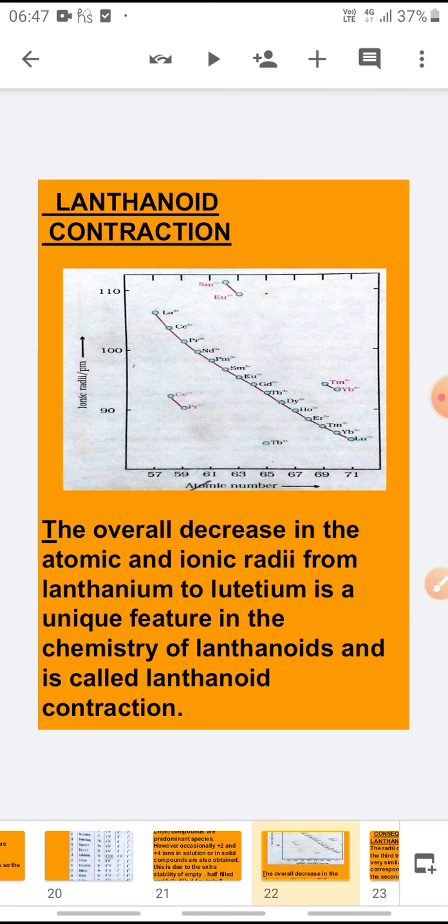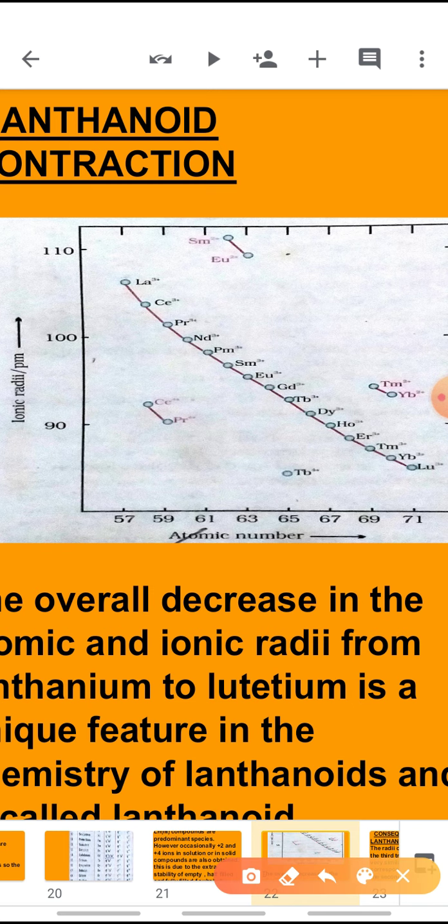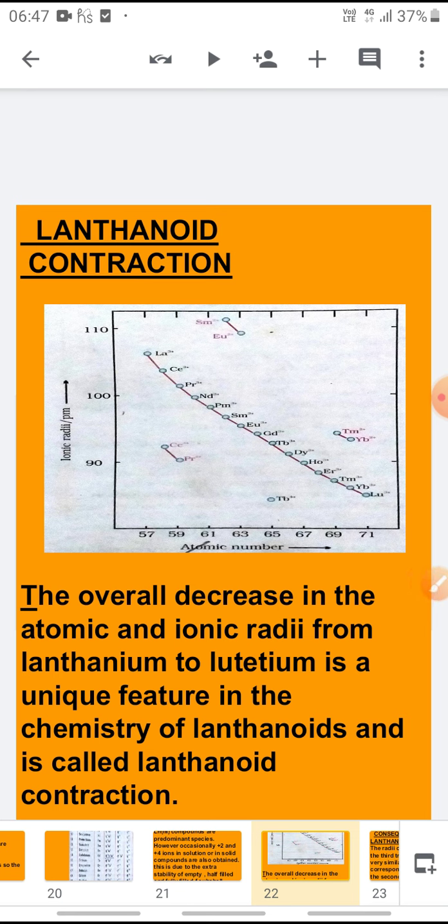Now what is lanthanoid contraction? The important topic is lanthanoid contraction only. Now children, if we see the graph of the atomic number and the ionic radii, you can see that the ionic radii continuously decrease with the increase in atomic number. This overall decrease in the atomic and ionic radii from lanthanum to lutetium is the unique feature in the chemistry of lanthanoids and is called the lanthanoid contraction.